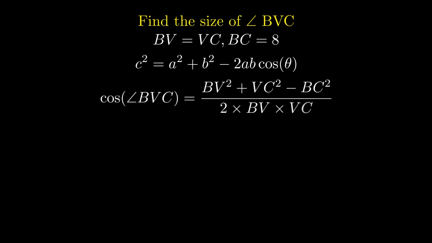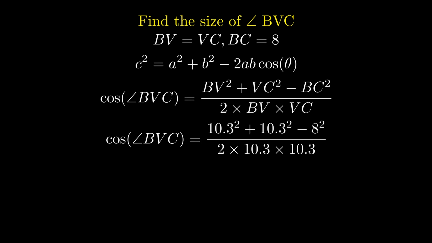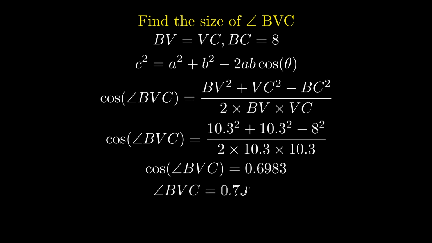So we've got the cosine of the angle BVC is equal to BV squared plus VC squared minus BC squared all over 2 BV times VC. Filling in some numbers for that, we have 10.3 squared plus 10.3 squared minus 8 squared divided by 2 times 10.3 times 10.3. Plugging that into your calculator, you can see that the cosine of the angle is equal to 0.6983. And finally, taking the inverse cosine of that, we get an angle of 0.798. This is in radians, and you should mark it that it is in radians.